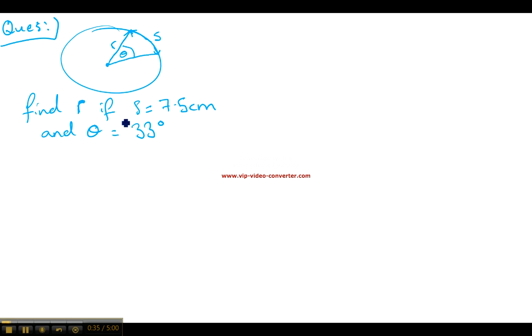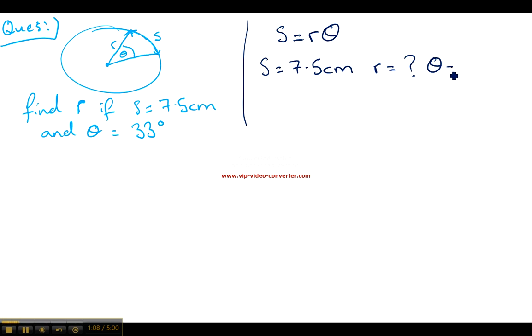Now we're asked to find R if S equals 7.5 centimeters and theta equals 33 degrees. Now we know our first equation. We know it's S equals R theta. We know that S is the arc length, R is the radius and theta is that angle that's created. From what we're given here on the side, we know S equals 7.5 centimeters. We don't know what R is. We're trying to find that. And we know that theta is 33 degrees.